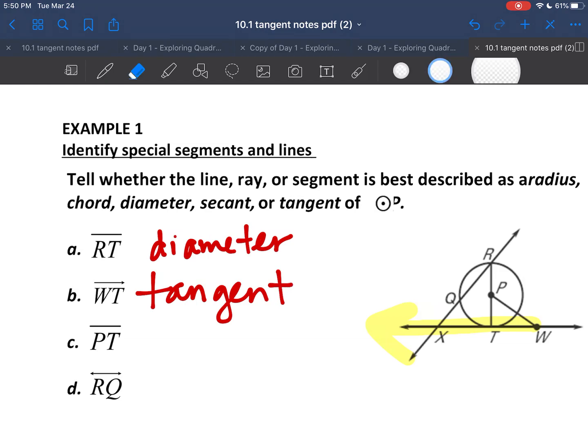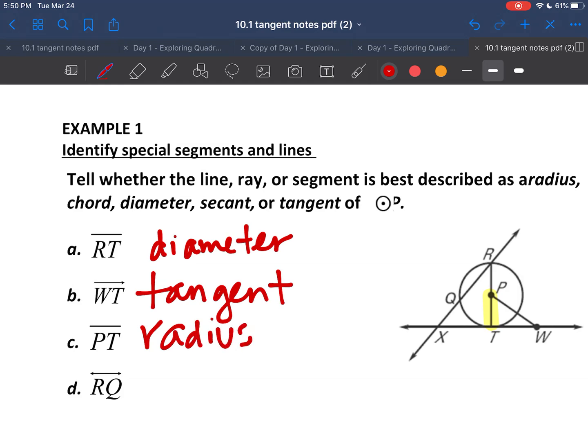Okay, all right. Next one, we have segment PT, so from here to here. Segment PT, from the center out to the edge of the circle, that is a radius. And finally, line RQ. Notice it says line RQ. So I'm going to highlight this whole item right here. It's going through the circle, intersecting at 2 points, and that is our secant.